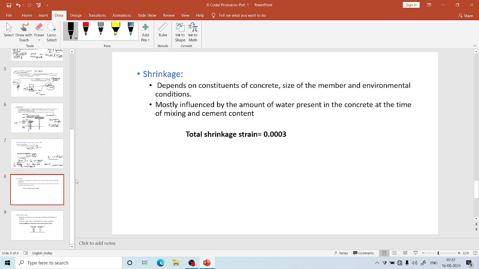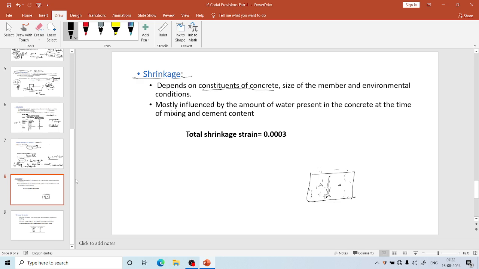So next, shrinkage. We all know what shrinkage is. While we prepare the concrete, it consists of water, and when this water gets evaporated, the concrete will develop cracks. If the water content is more at the beginning, there will be more cracks. This shrinkage depends on the constraints of the concrete, how much water is there, how much cement is there in that concrete.